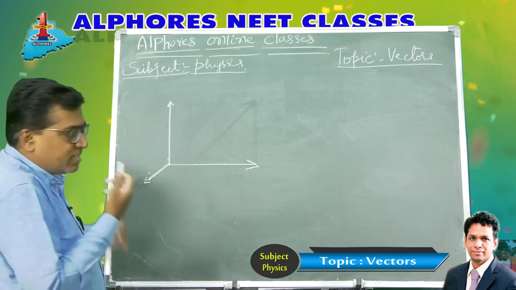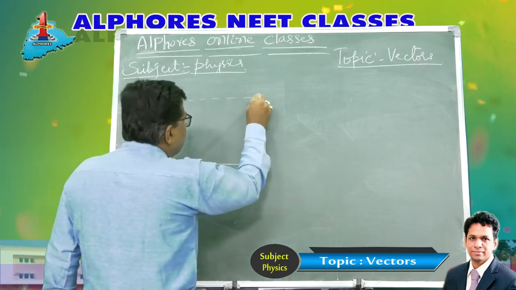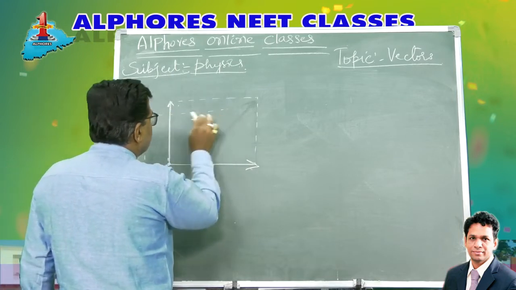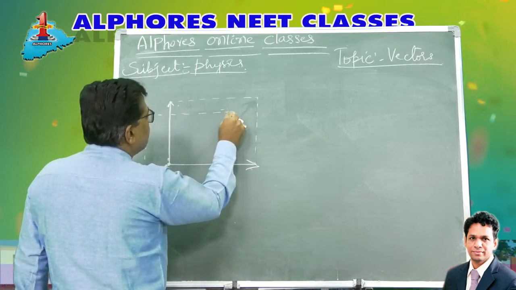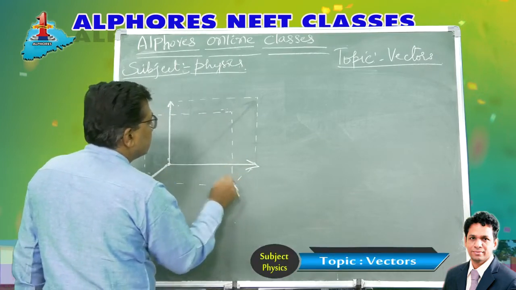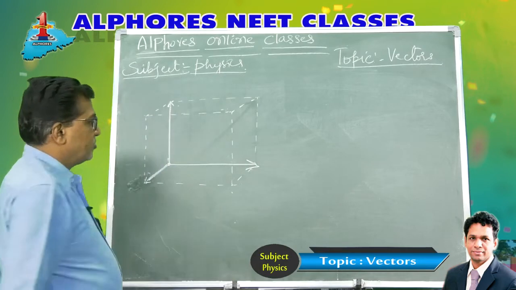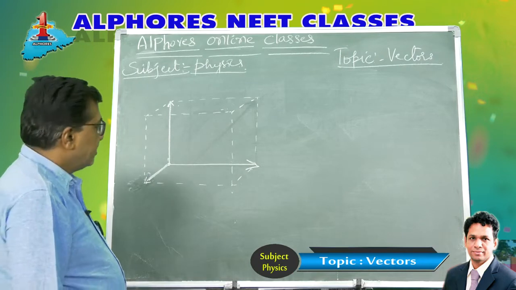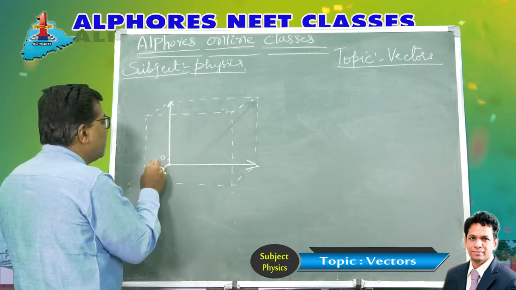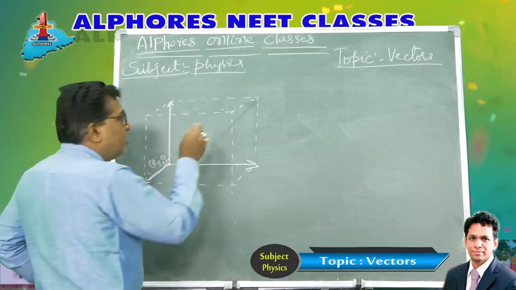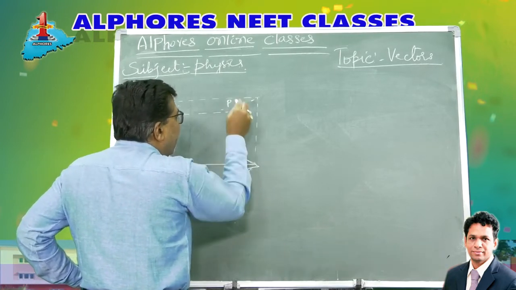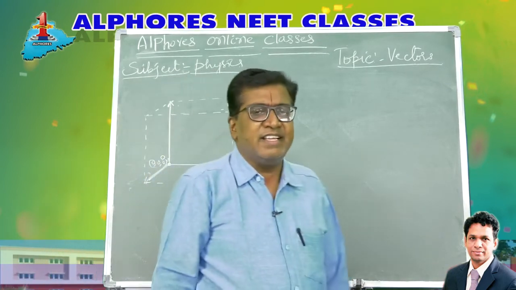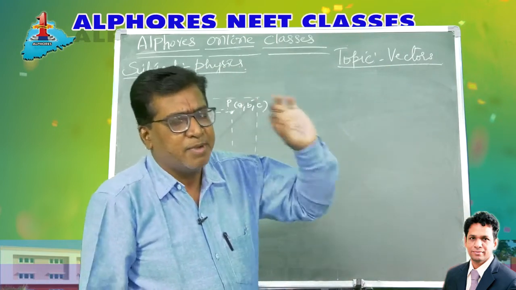Z is outward this side. Let me complete this by completing the cube. So this is a three-dimensional Cartesian plane, the 3D plane. Now this is the origin O, 0, 0, 0. Now this is a point P given as A, B, C. In a Cartesian 3D system, he has defined a point P called A, B, C.